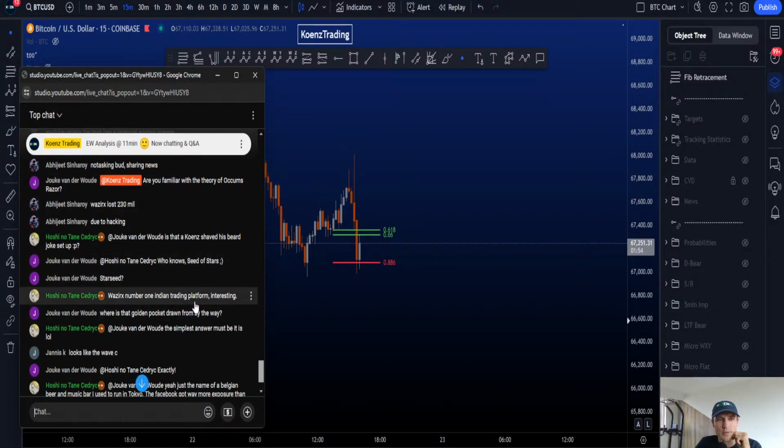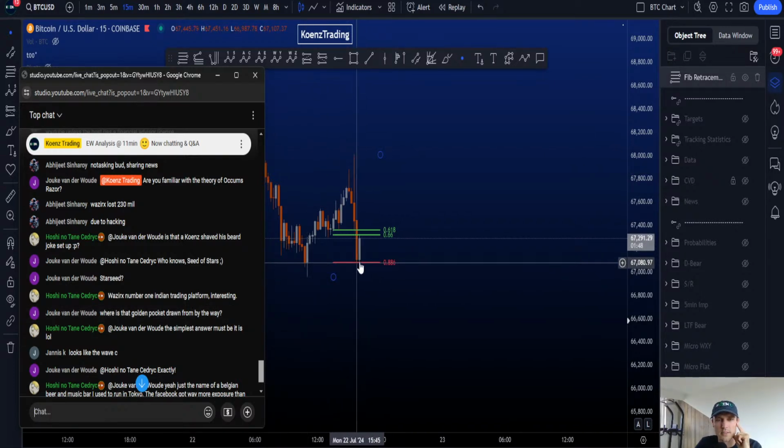The golden pocket. Oh, it's taken from this low to the high, because the 886 is tested and price quite often just moves to the golden pocket after an 886 touch.